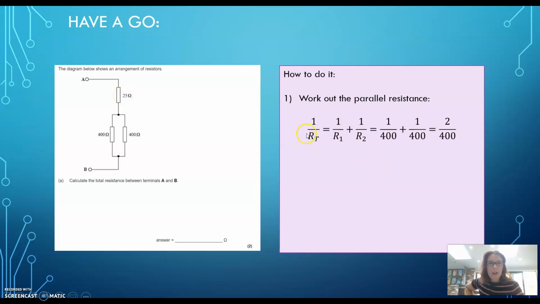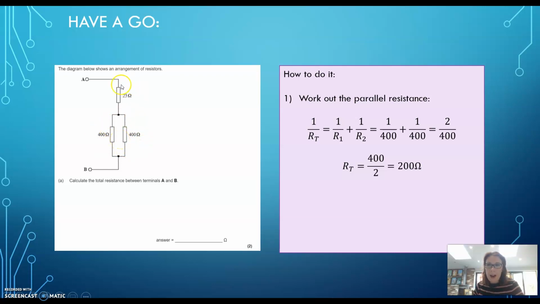So the equation for parallel resistors is 1 over RT is equal to 1 over R1 plus 1 over R2. Okay, so we've got 1 over 400 plus 1 over 400, which is 2 over 400. To get RT, we do the reciprocal of that, so flip it upside down. So we get 400 divided by 2, which is 200 ohms. So these two resistors in parallel, 200 ohms.